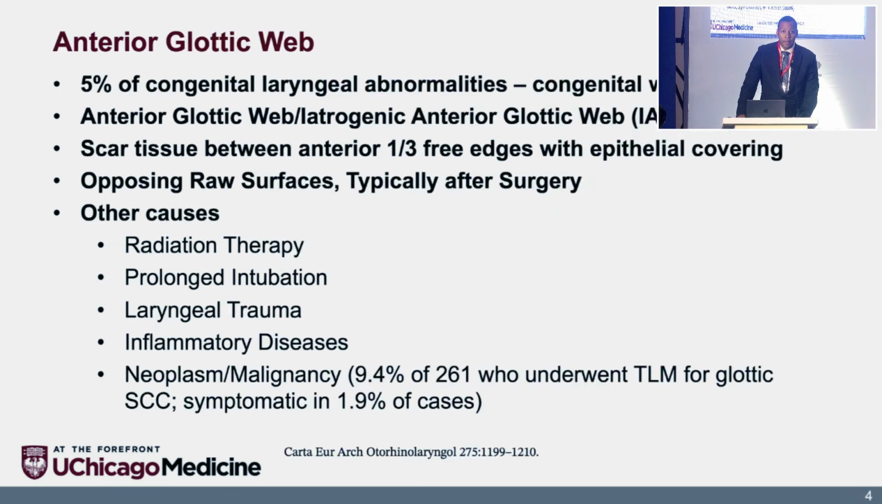So, as has been mentioned earlier, there are two forms. There is a congenital form, or there is an acquired form. Anterior webbing is typically the scarring, as you all know, between the front of the vocal folds. It basically is in laryngeal congenital abnormalities. It makes up about 5% of that group. It typically involves at least the first third before it becomes pathologic. However, it can involve anywhere between a small portion all the way up to the entire vocal cord.